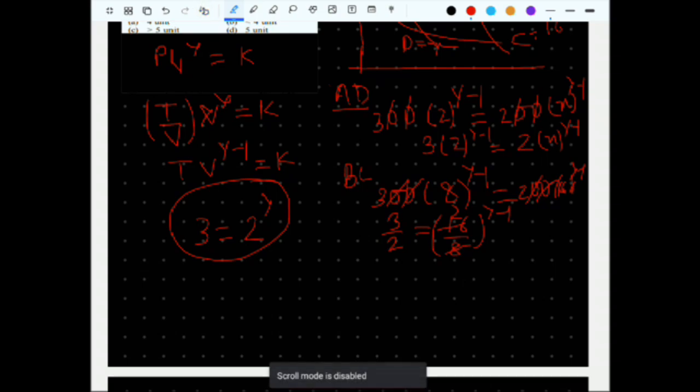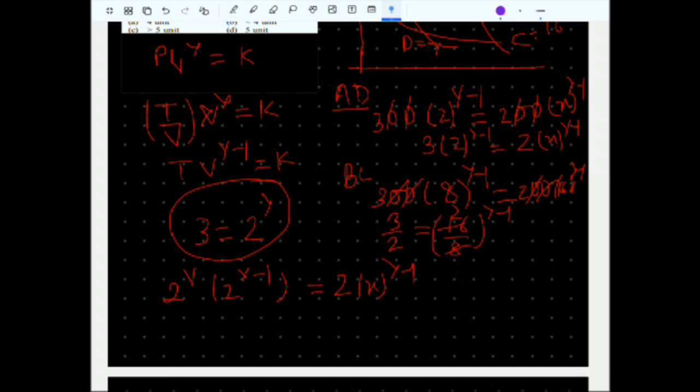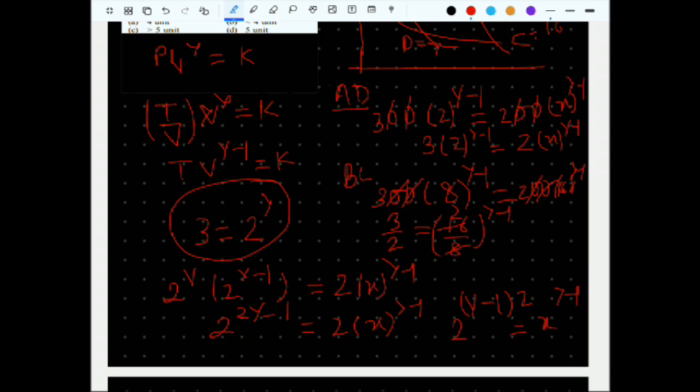Now what we can do is replace the 3 here with 2 to the power gamma, and then we will find X. So it will be 2 to the power gamma into 2 to the power gamma minus 1 is equal to 2 times X to the power gamma minus 1. We just replaced the 3 with 2 to the power gamma. So from this relation, we reach here. And now we will do simple mathematics: 2 to the power gamma minus 1 into 2 is equal to X to the power gamma minus 1. So 4 to the power gamma minus 1 is equal to X to the power gamma minus 1. Therefore, 4 is equal to X.